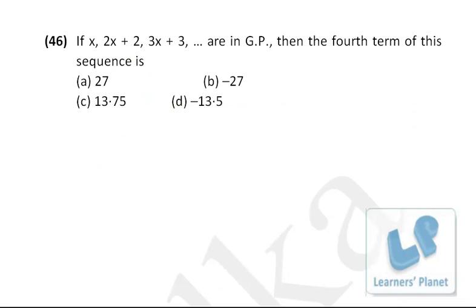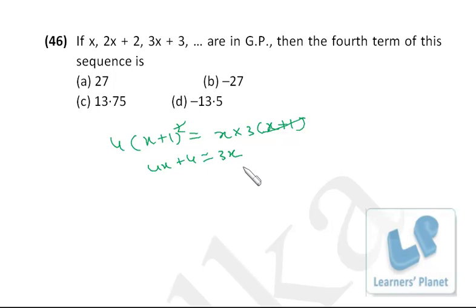Now x, 2x plus 2, 3x plus 3 are in GP, then the 4th term. Okay, if these 3 terms are in GP, then the square of the middle term will be equal to the product of the first and third term. So (2x plus 2) whole square is equal to x into (3x plus 3). Okay, I take x plus 1 as common. So x plus 1 is equal to 0, so x is equal to minus 1. And the other is 4x plus 4 is equal to 3x. That means x is equal to minus 4.